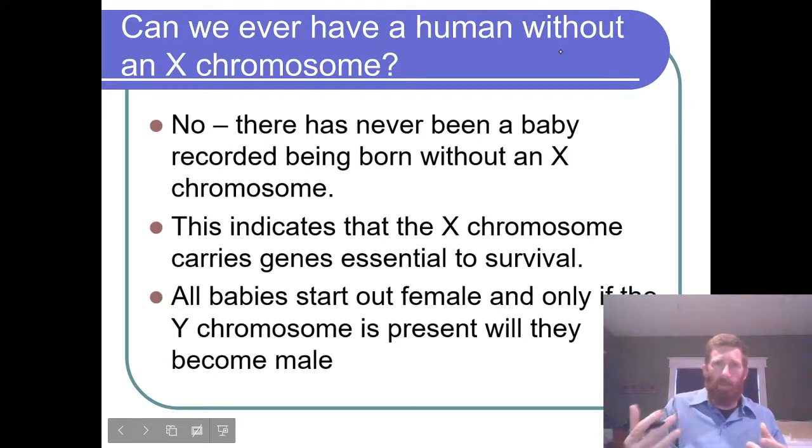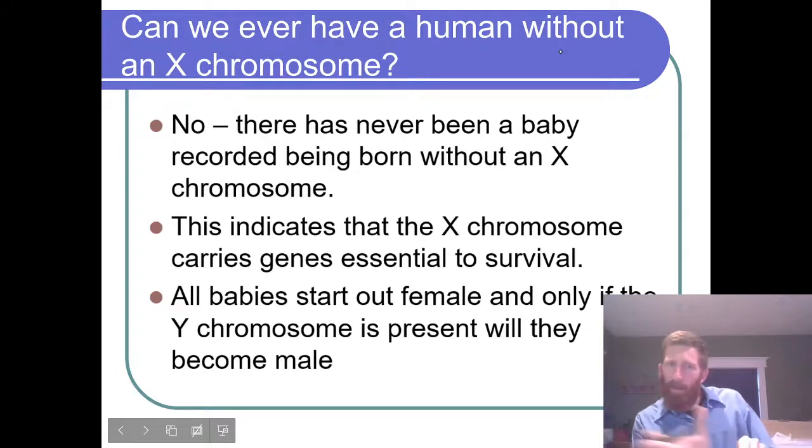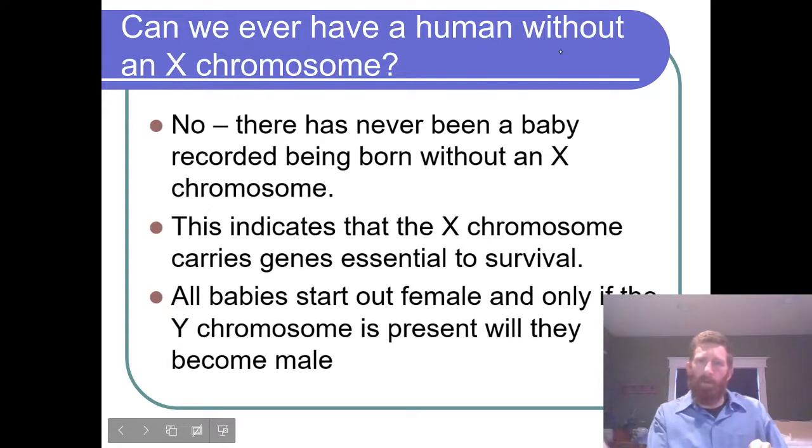Which explains why Turner's, which doesn't have a Y but only has one X, just continues on that straight and narrow path. Klinefelter's, even though it has two X's, has one Y, and that Y has that SRY gene on it, so around week 7, they're going to take the sharp right-hand turn and go towards maleness.